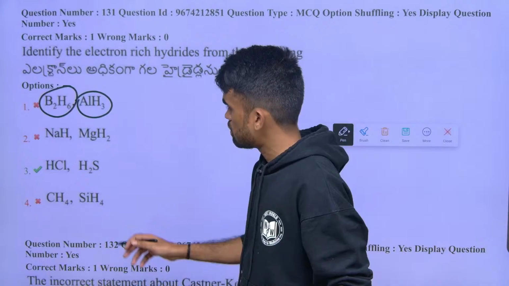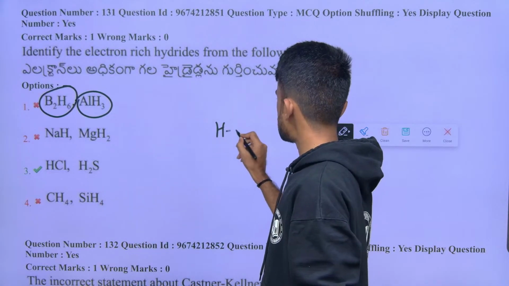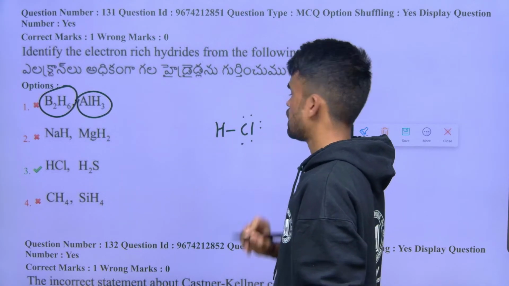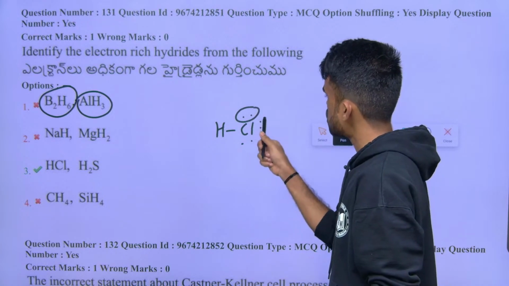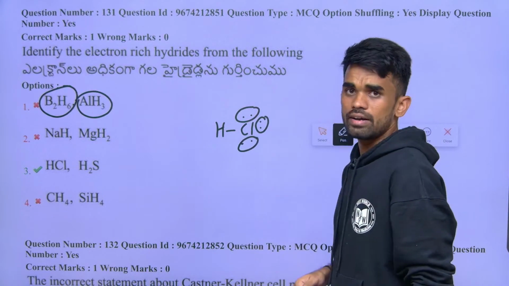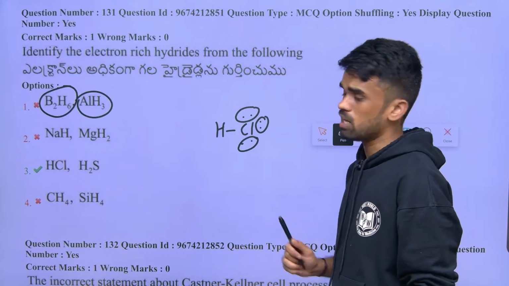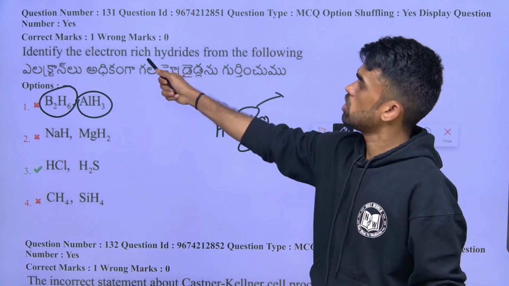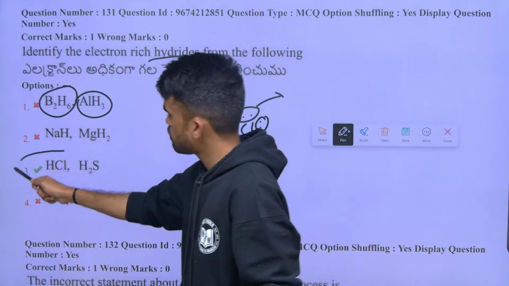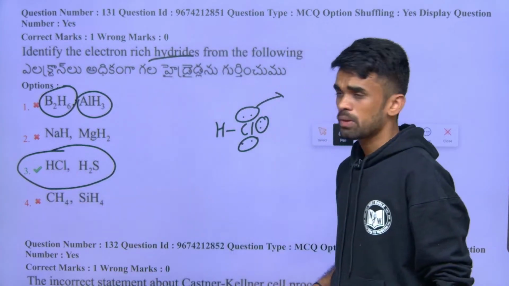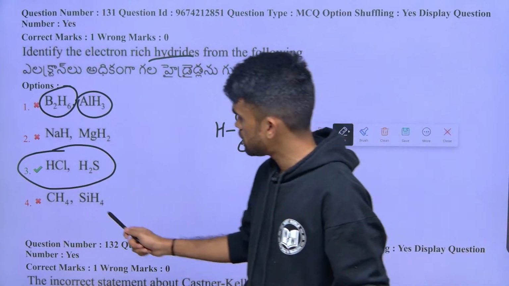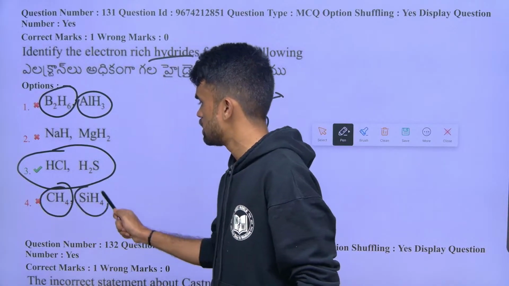When it comes to HCl and H2S, just write the structure. It will be like this now. The presence of these non-bonding electrons, or lone pair electrons, makes it an electron rich hydride. So this is the most appropriate answer here. What about this? These are electron precise. See, write the structure.